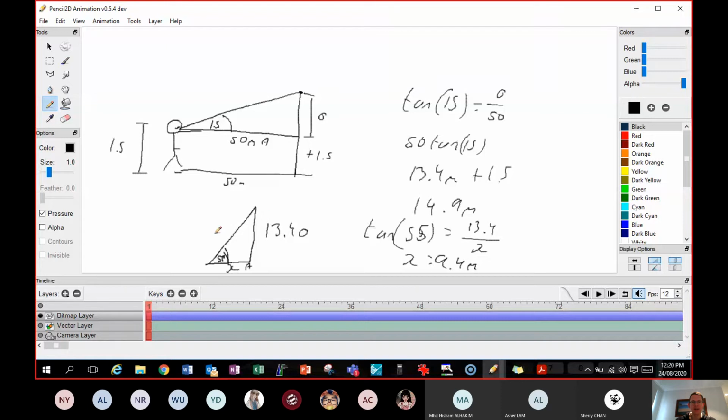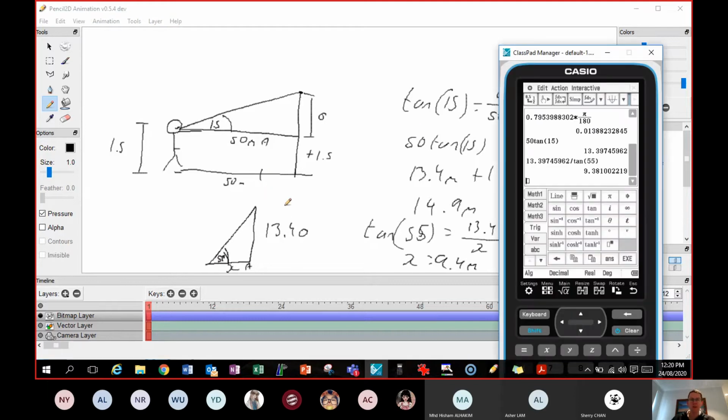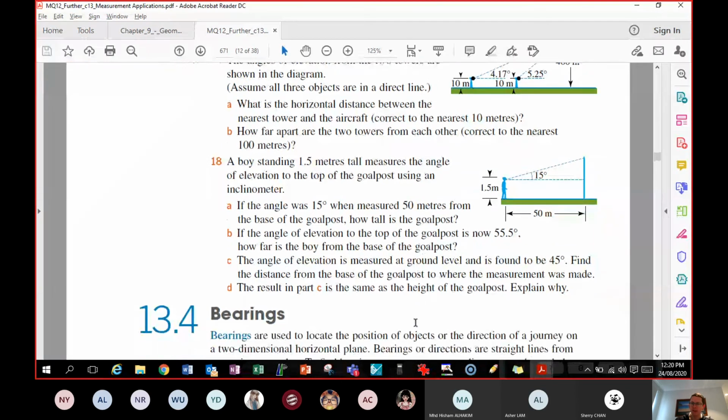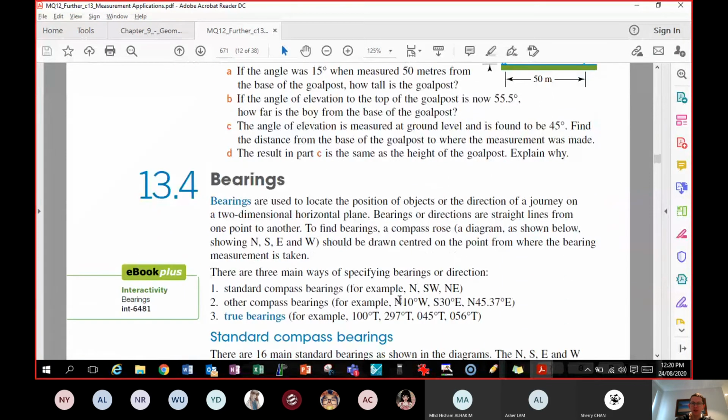Now, does it sound right? Yes, it does. If you're looking up at 55 degrees, that's a pretty steep look. So 9 meters, he came in shorter. Yeah, that makes sense. So I'm going to leave that question there. That's how we can use elevation and depression. Fine, they're not too bad.